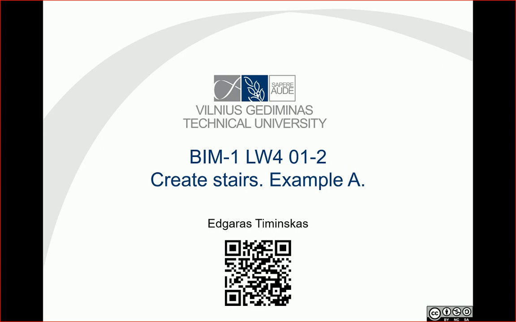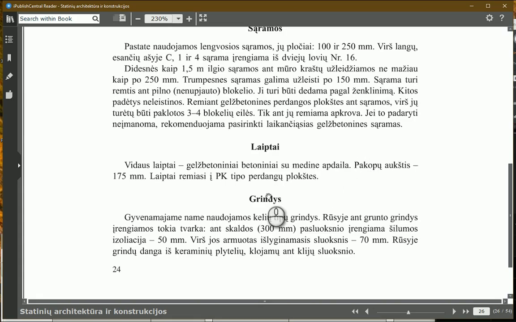Hello, in this video let's create stairs and let's try to use example A. So for example A, let's go to one of the books. This book is in Lithuanian language, and from here we can see stairs, and the stairs are made from concrete, and the top of the stairs is made of wood. And the stairs price here is 175, and the stairs are connected to the precast concrete hollow core slabs.